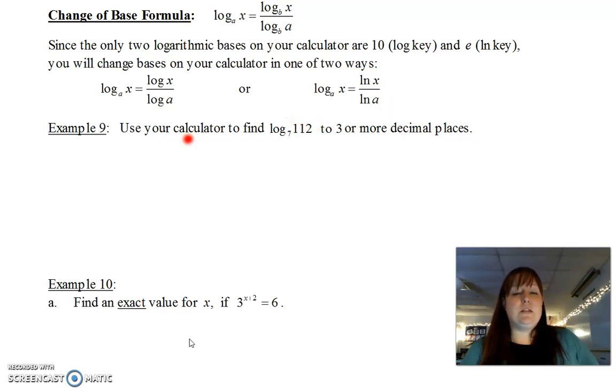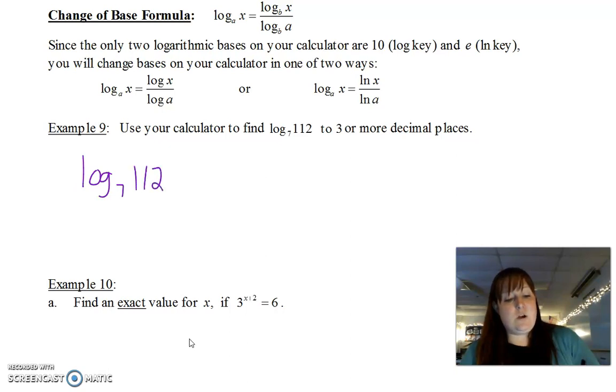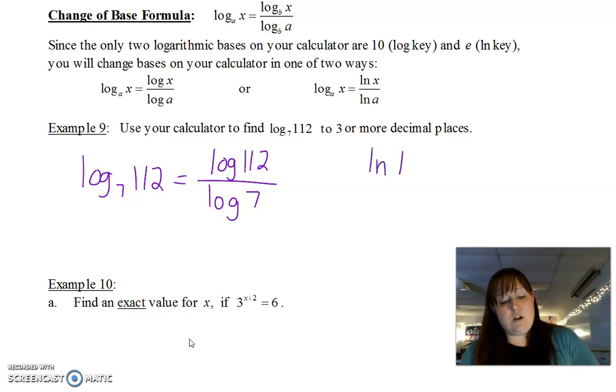If you want to use log base 10, that's cool. If you want to use log base e, that's cool. It works either way, and you'll get the same number. So for this first one, if we want to switch this out of log base 7, log base 7 of 112 equals log base 10 of 112 over log base 10 of 7. Or you could put it in your calculator as natural log of 112 over natural log of 7.